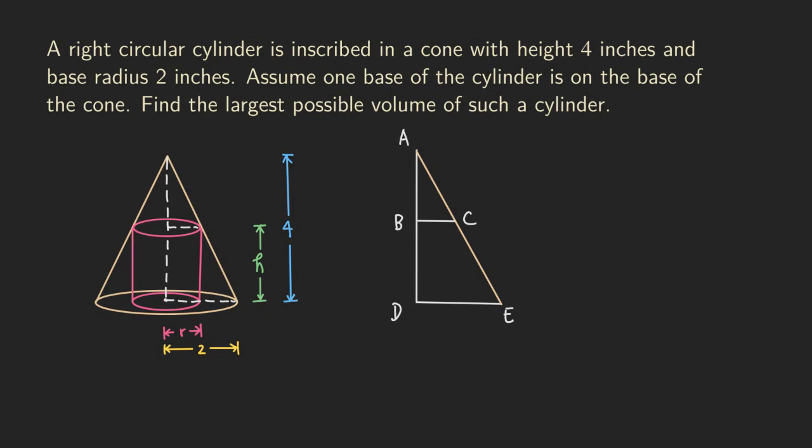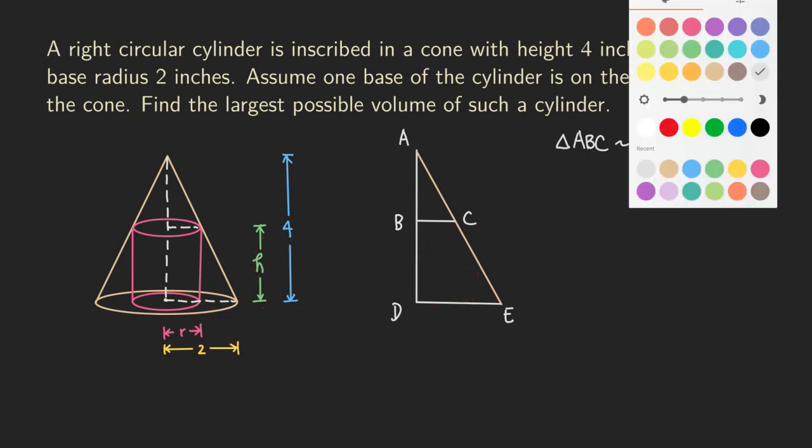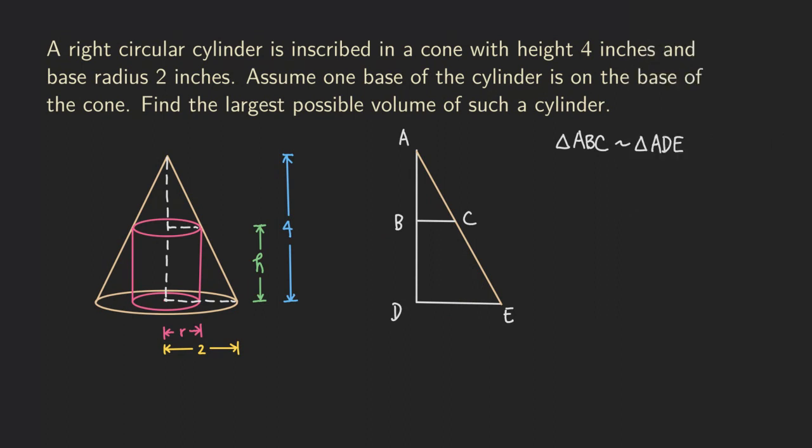And so as you can see here, the triangle ABC, this triangle right here, is similar to the larger one, which is ADE. Okay, because the corresponding angles are the same, even though the corresponding sides are not equal to each other. Their lengths are not equal to each other. Now, let's label the R, H, and then the 4 and 2 on here. So we know that the R is right here, and then the 2 is at the bottom.